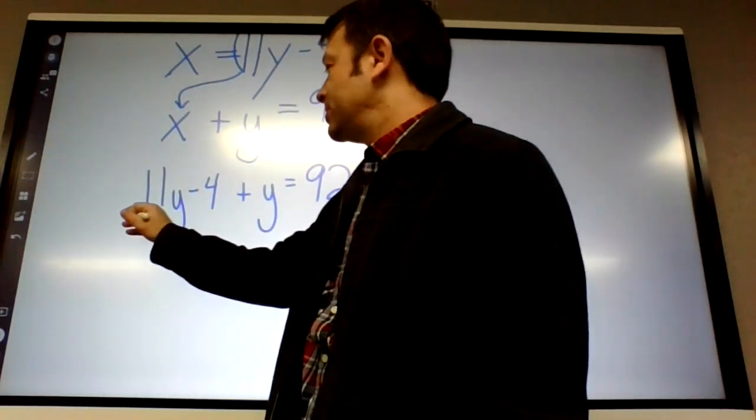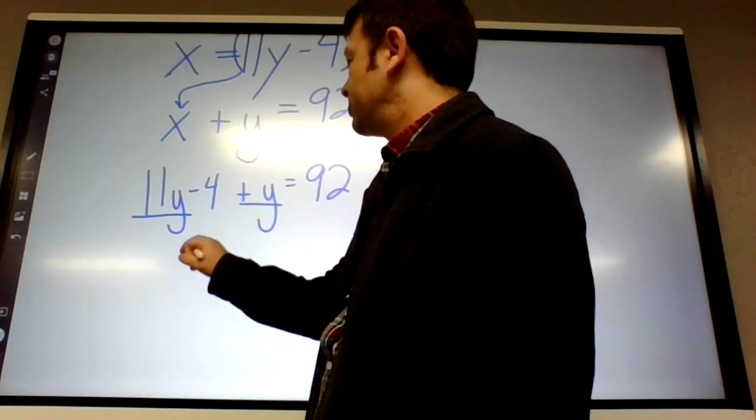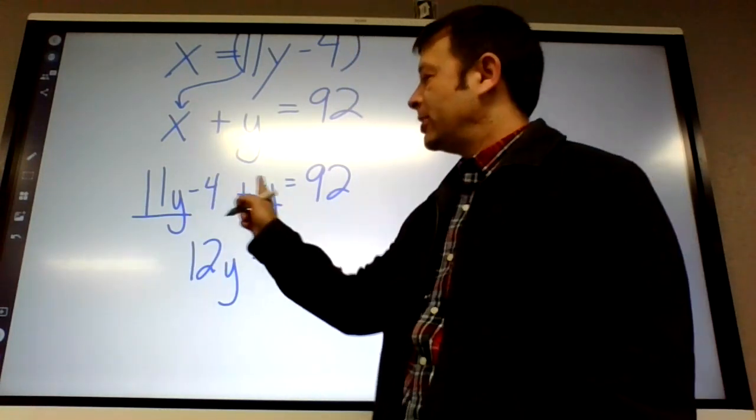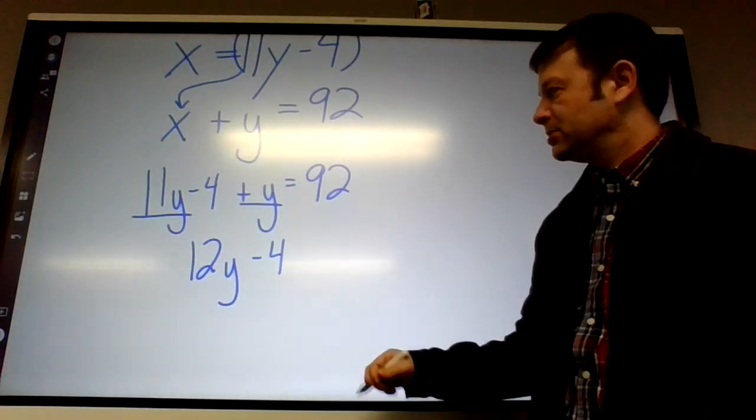then I get, this one might, well, I don't know, probably doesn't have fractions. 11y plus y is 12y.